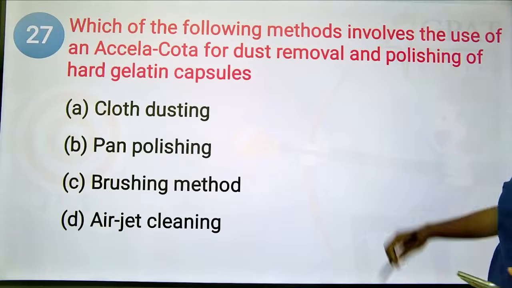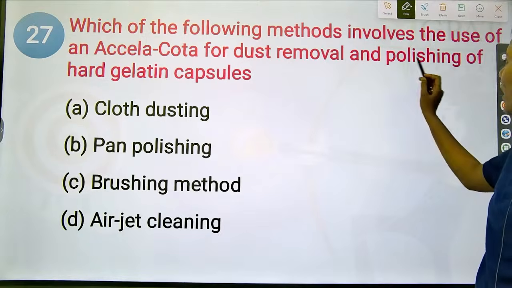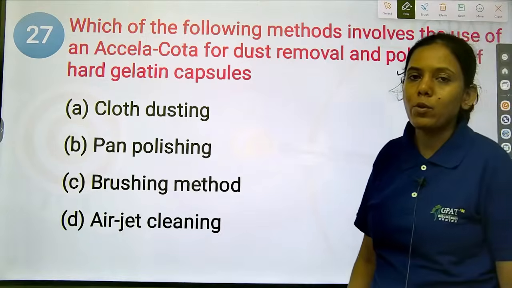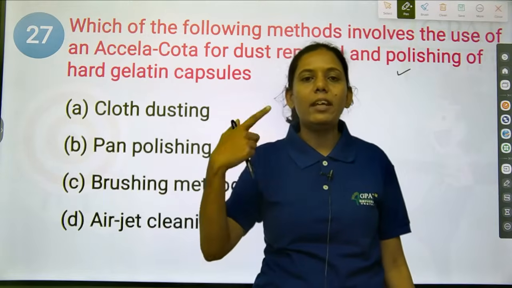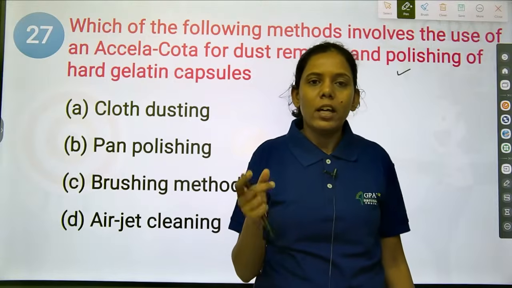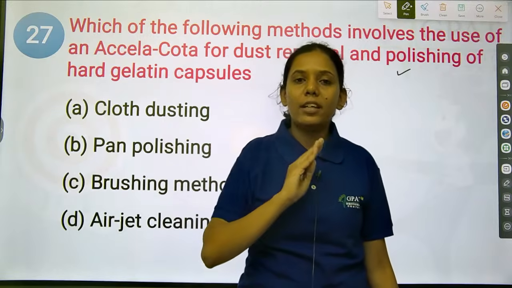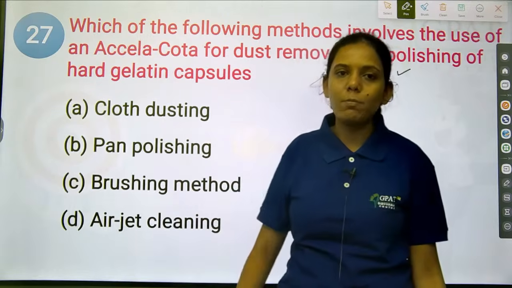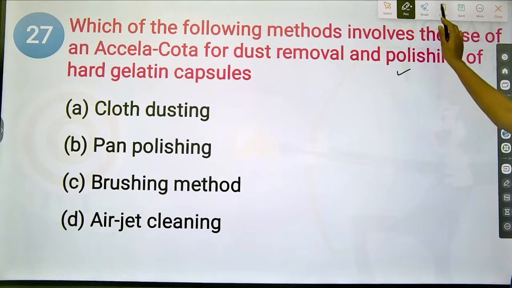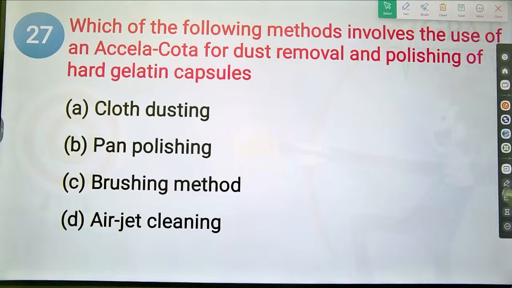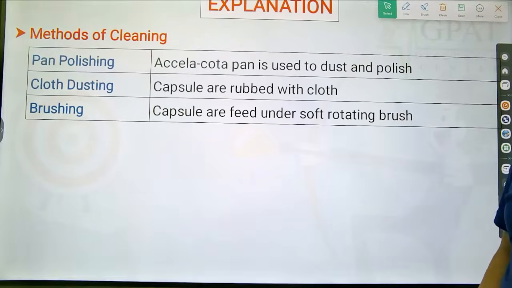Chalo, now which of the following methods involve the use of equipment for dust removal and polishing of hard gelatin capsule? Even though you are filling it with a machine, there are chances that some material may be present outside the capsule shell also, or on the capsule shell, right? So you use certain kinds of equipment to make sure that it is polished properly. Which of the following methods involves cloth dusting, pan polishing, brushing method, air jet cleaning? Option B, very good, is the right answer.